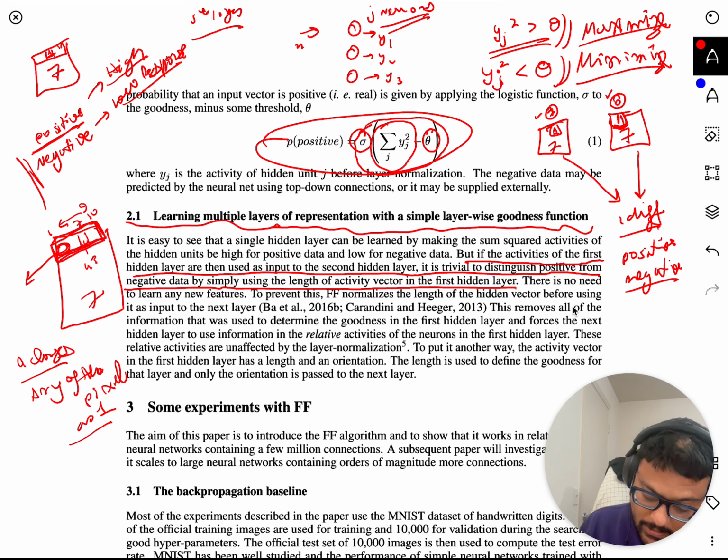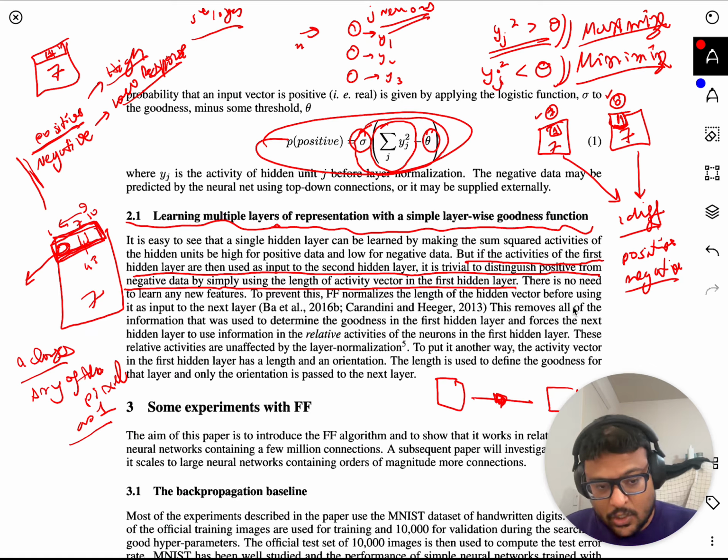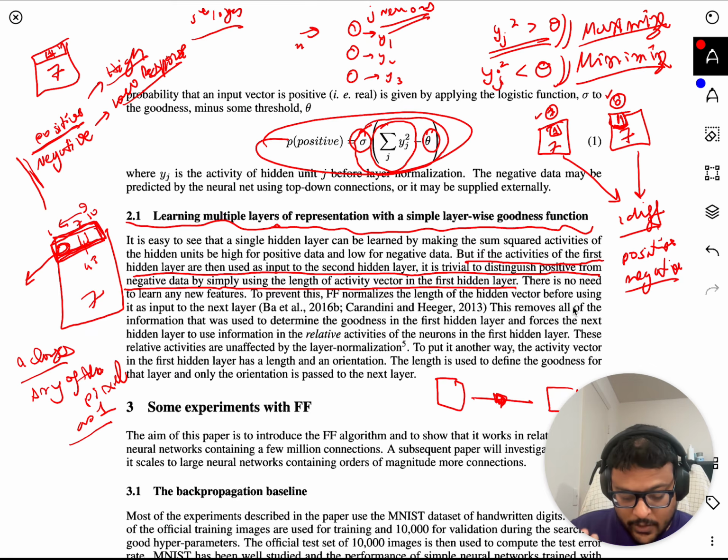Okay, so what he is saying is that let's say you have two layers, and your network is trying to learn good features between them.